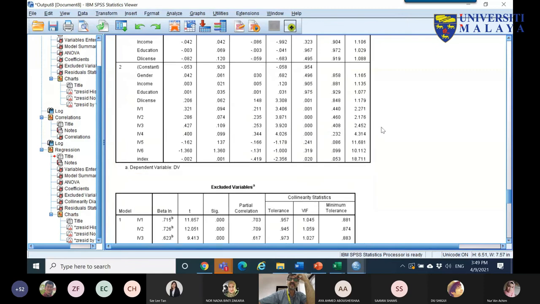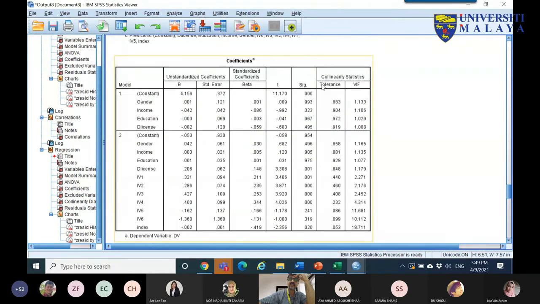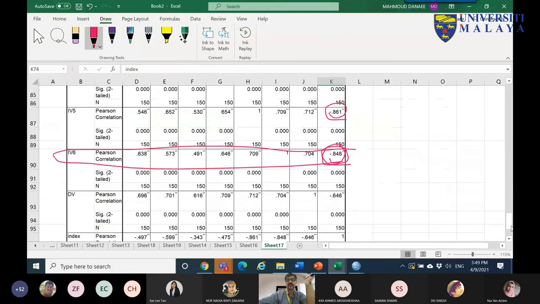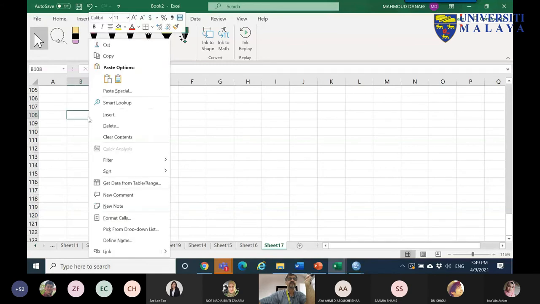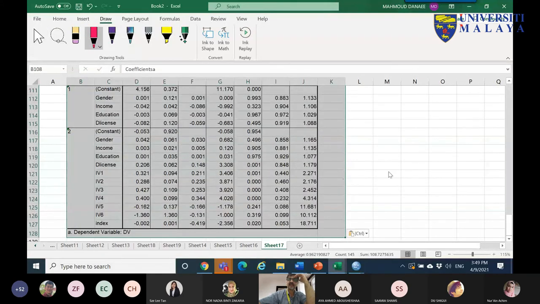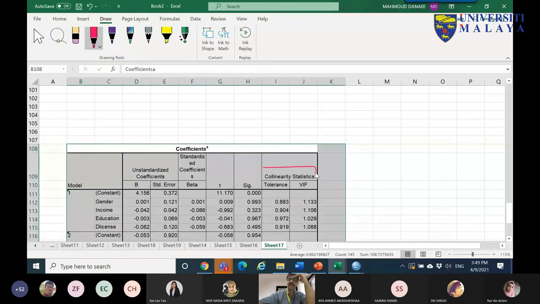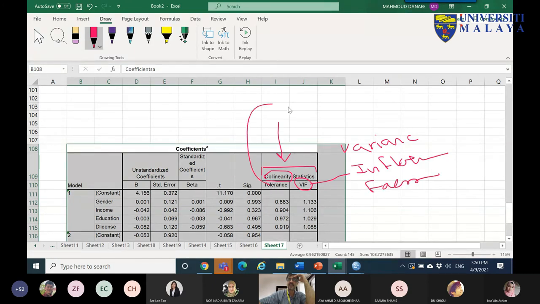So the thing is here. When there is a collinearity, as you can see here, we have two more columns. One is called tolerance, the other is VIF. Let me copy this table again in Excel. So, as you can see here, in your results, we have two extra columns at the end of results. And this is for the collinearity statistics. One is VIF, variance inflation factor. And this is the tolerance.